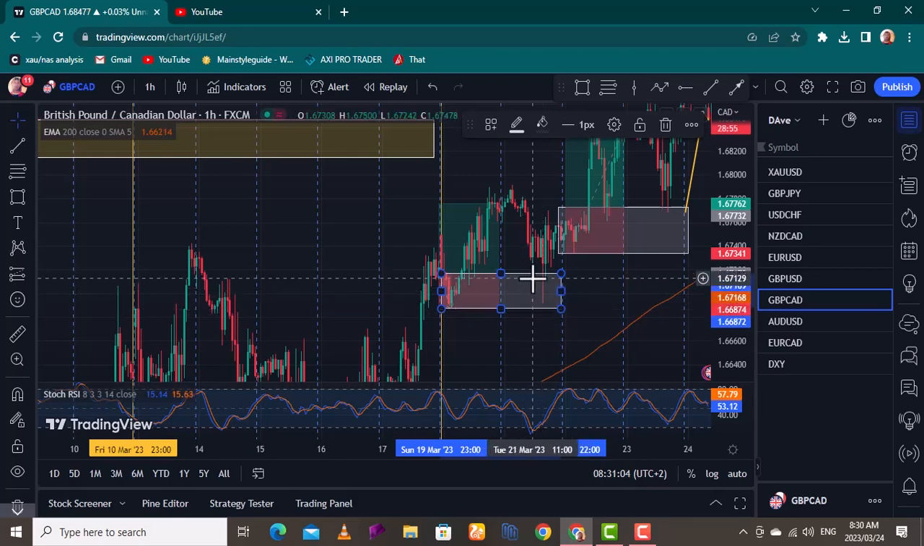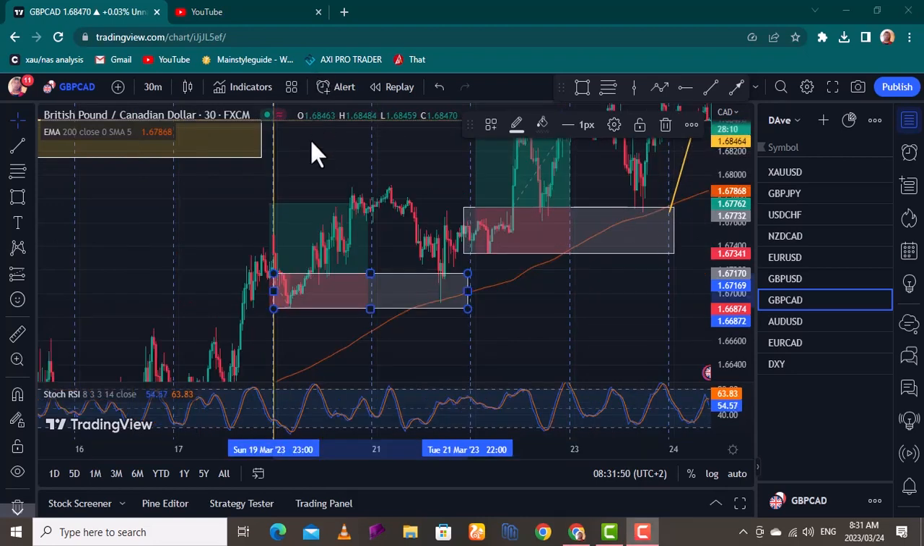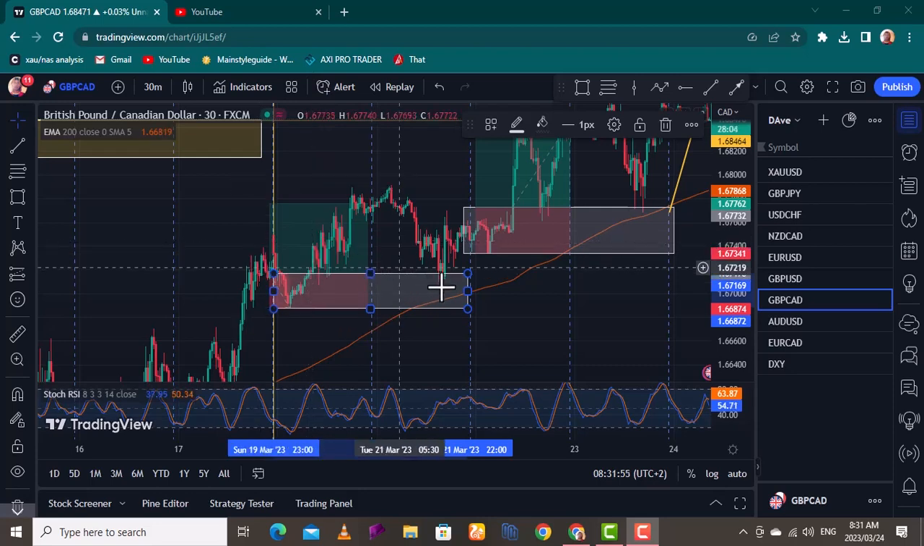Okay, so price returns here on the 15 minutes. I took my entry right there, a nice 1 to 2. I took profit on Wednesday over here with this nice bullish momentum up. Okay, and looking at the 30 minutes, there was no imbalance to be closed. Awesome, but my 200 EMA was in my zone.